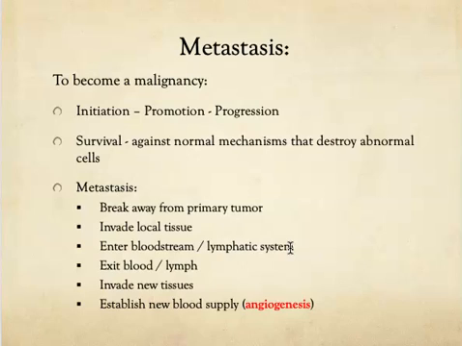Once they get into the bloodstream, it's the blood or the lymph that's going to carry them to their new destination. At some point, they have to get back out of the circulation, though. They have to exit that vessel again. They have to enter into some new tissue and invade through it. And when they land in their destination, they have to establish a new blood supply, as we said. They have to promote angiogenesis.